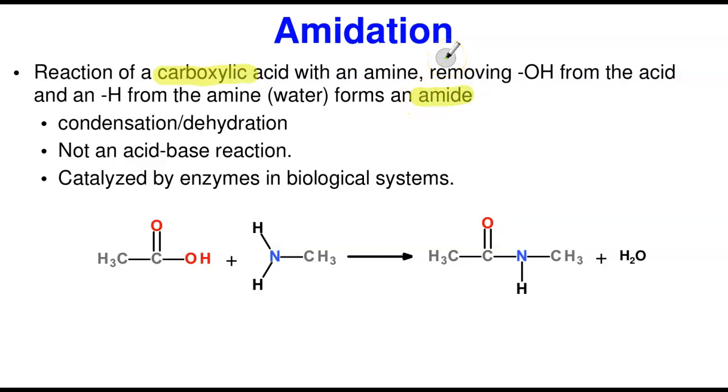So let me read what I have. It says the reaction of a carboxylic acid with an amine, removing the OH group from the acid. Remember, the acid has the OH group, and removing hydrogen from the amine. Now, if you add OH plus H, it forms water. So what it means is that you are removing one molecule of water when amides are formed. So when you remove the OH from the acid and H from the amine to form an amide, you give off water. So I can put plus water molecule. You form water in that process.